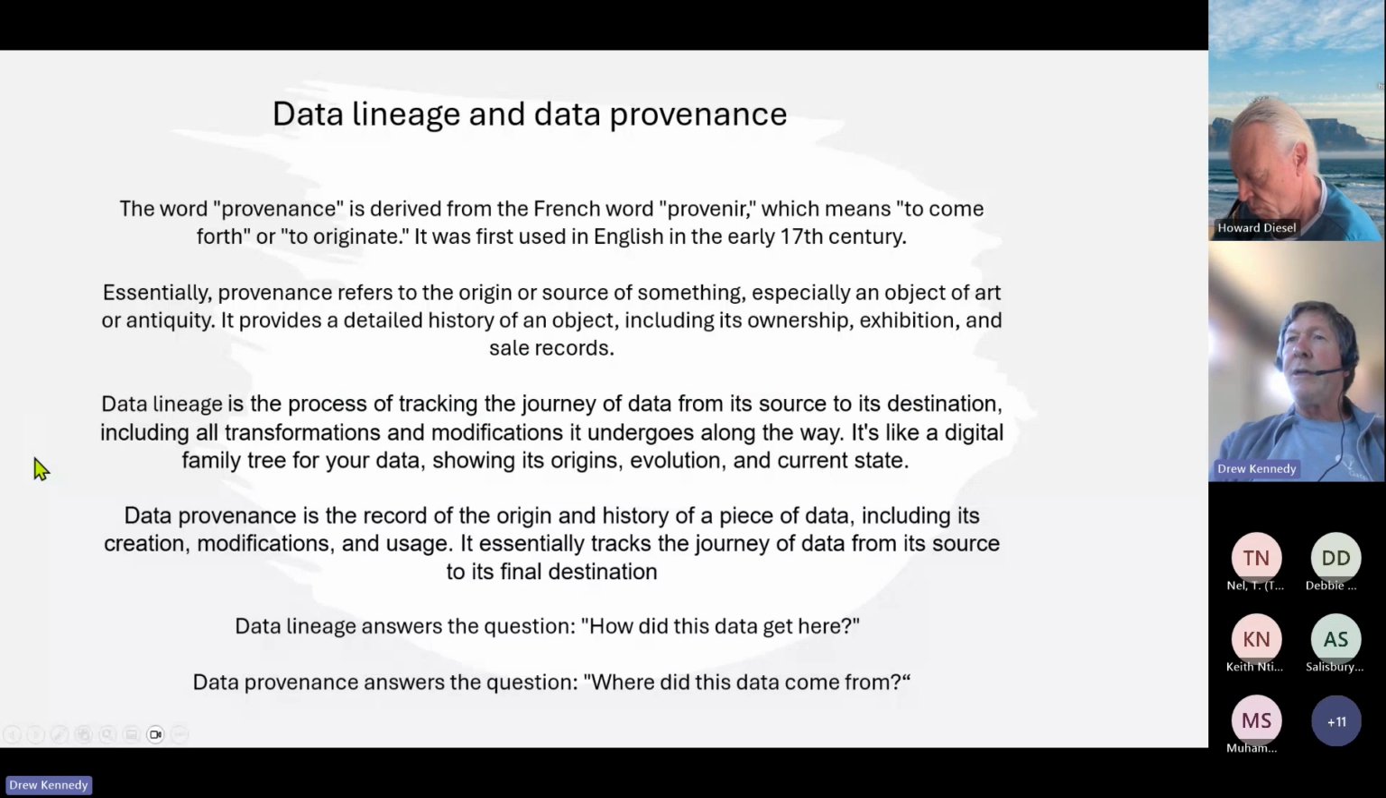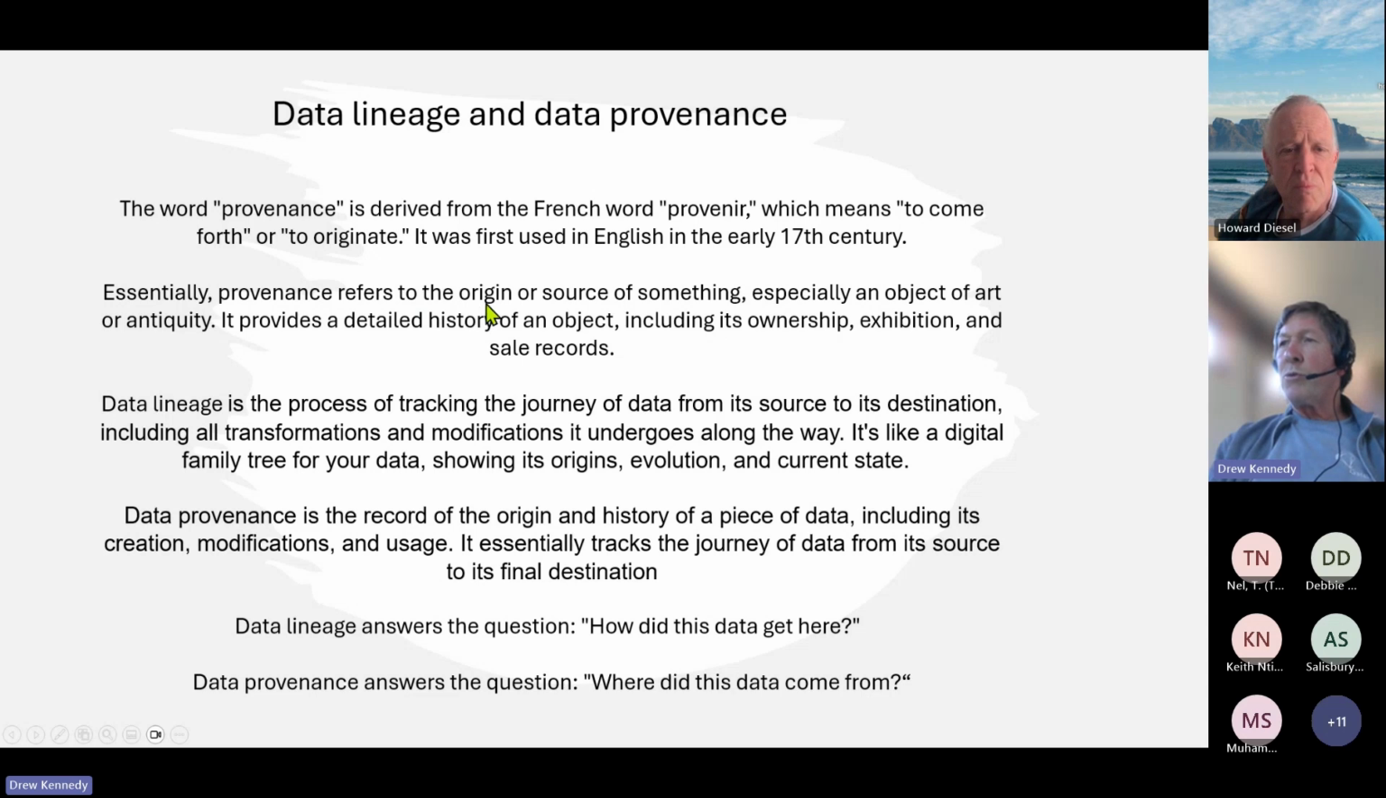We normally touch on any questions that have come up from previous sessions, and for those that don't know, Howard and I have had a bit of a debate about the two words, data lineage and data provenance. I did a bit of research because both terms are used in metadata management and in data management. Provenance is from the French word provenir, which means to come forth or to originate, and was first used in the 17th century. And Howard, you were quite right.